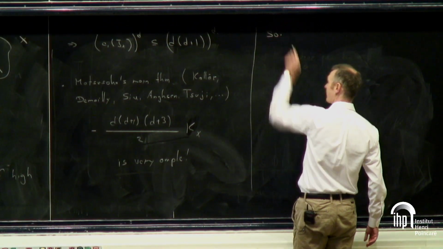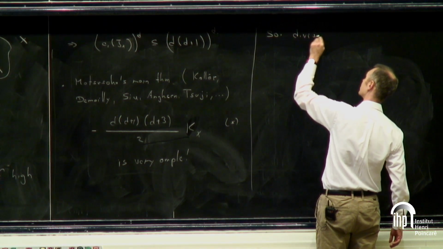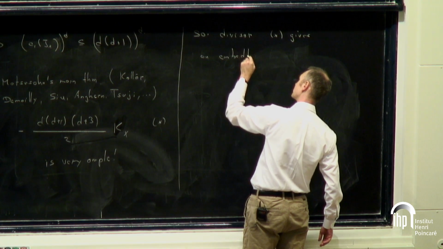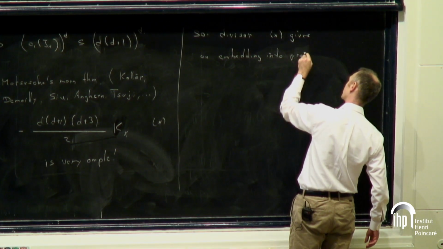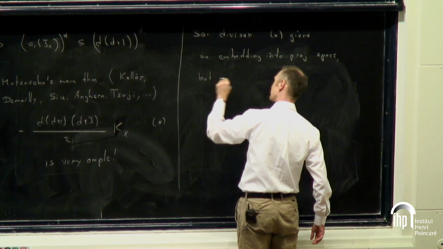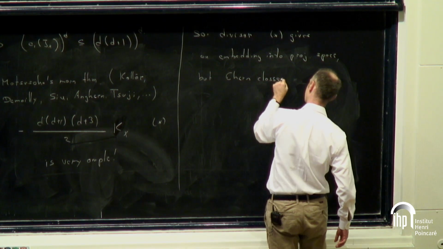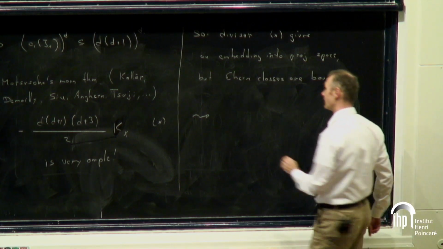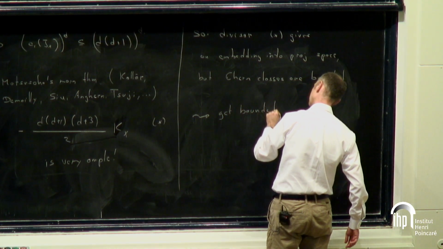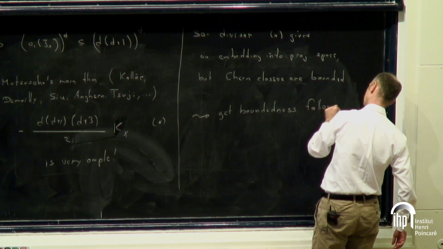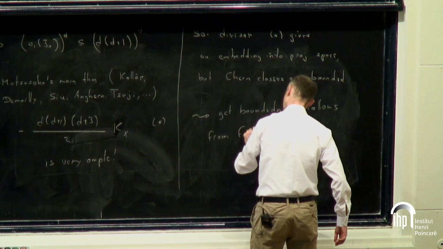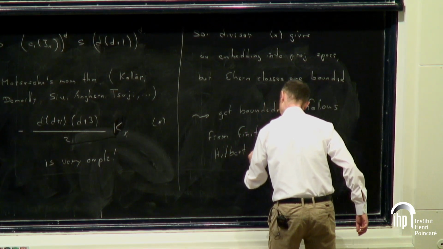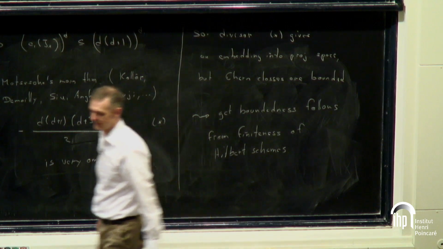So this divisor gives an embedding into projective space, but the Chern classes are bounded, and then boundedness follows from finiteness of Grothendieck's Hilbert schemes. So this is essentially the argument.